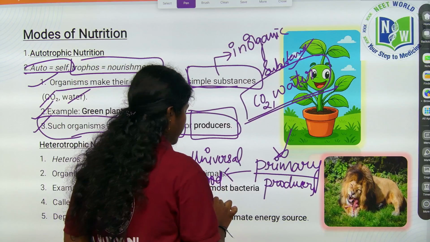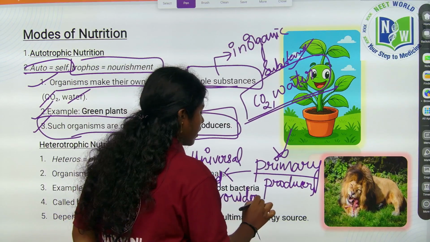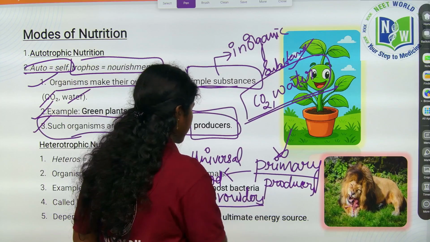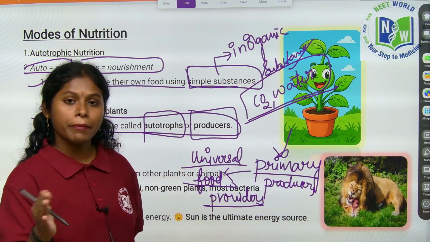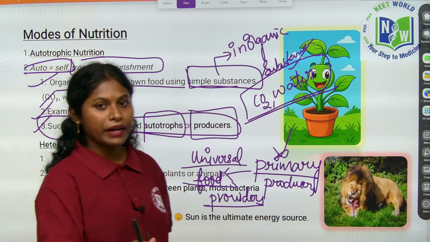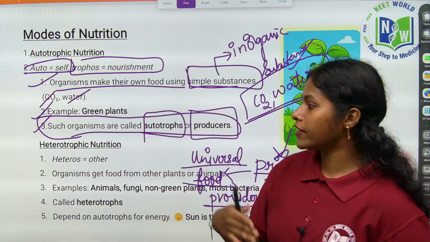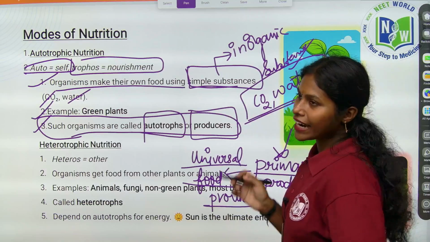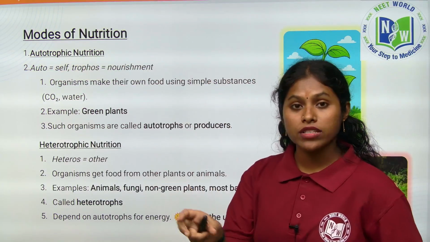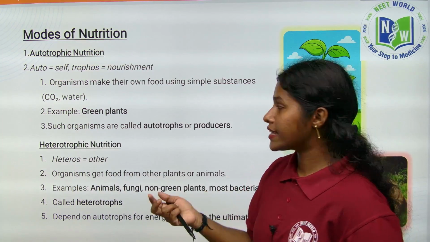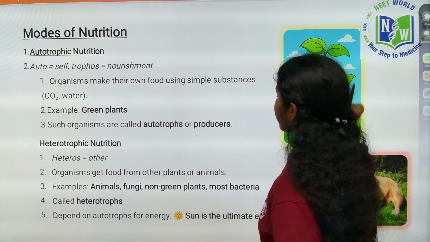Why do we call them universal food providers, children? Because directly or indirectly, different kinds of animals rely on the plants. What is meant by rely? Rely means dependent. They are depending, either directly or indirectly, on the plants, right? So if they ask what is a good example of autotrophic nutrition, plants are the good example of autotrophic nutrition.